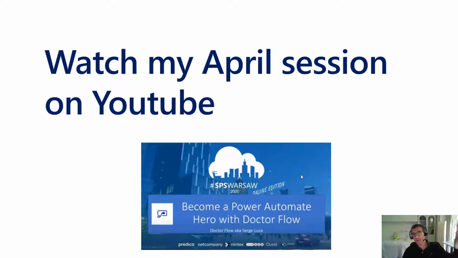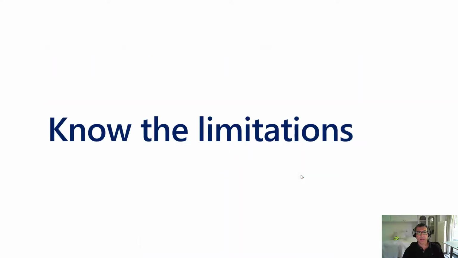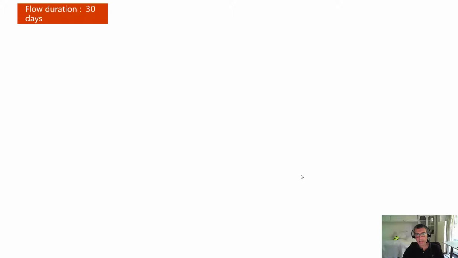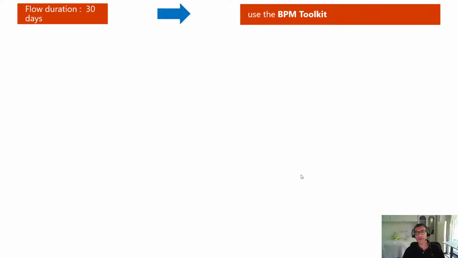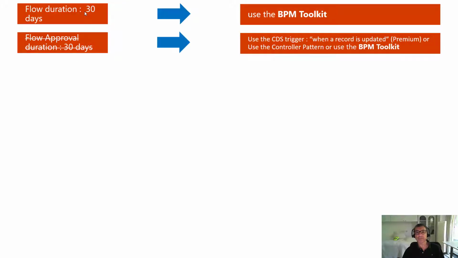Okay, so first watch the previous session. And just to go to the point, in the previous session, I mentioned several limitations in Power Automate, like for instance, flow duration of 30 days. And now my recommendation, at least what I do for myself, is I use the tool I've created, the BPM Toolkit, to overcome the 30 days limitation of Power Automate. Same for the approval. So use the BPM Toolkit.